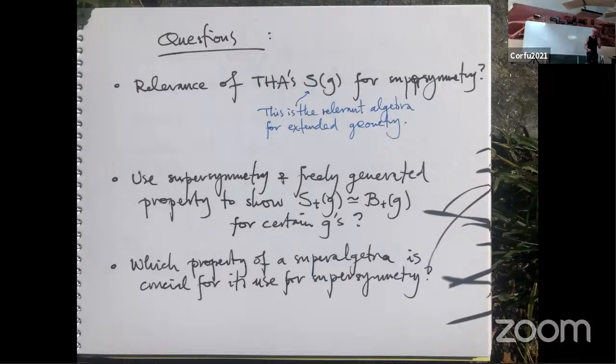There are a couple of general questions in connection to this. Why one superalgebra or the other? We know that tensor hierarchy algebras are the ones which are really relevant for extended geometry. Is there a difference for supersymmetry? Are they relevant? I don't know. And this is a funny question. Which property of a superalgebra is interesting for the existence of super multiplets? Can I do supersymmetry with E6? Maybe not, but why not? I don't know. There should be some systematics here, which maybe it's the freely generated property, but how do you get to that? Well, through supersymmetry. So how? There are lots of questions in this, the extension of this thing.